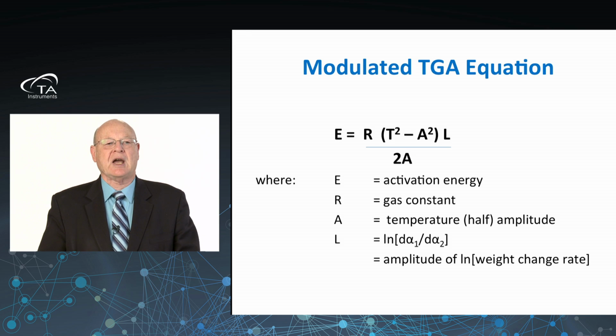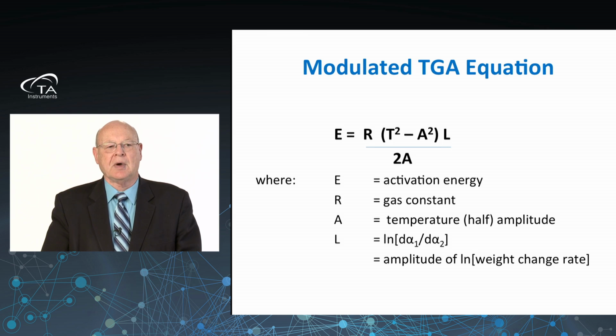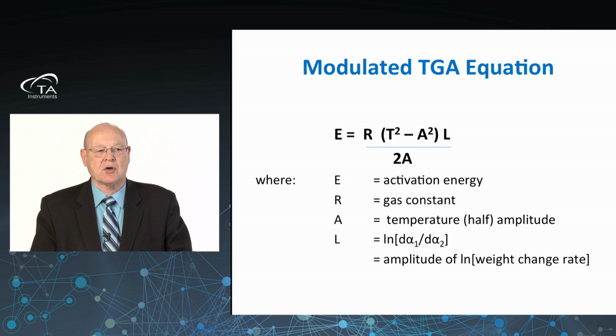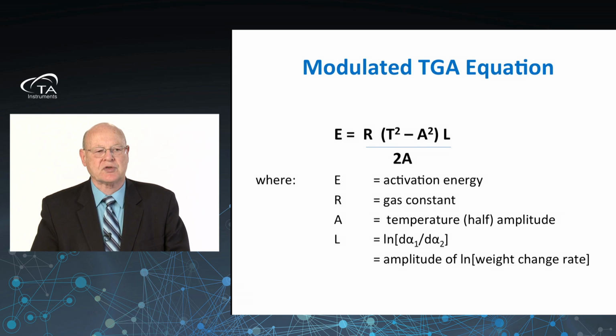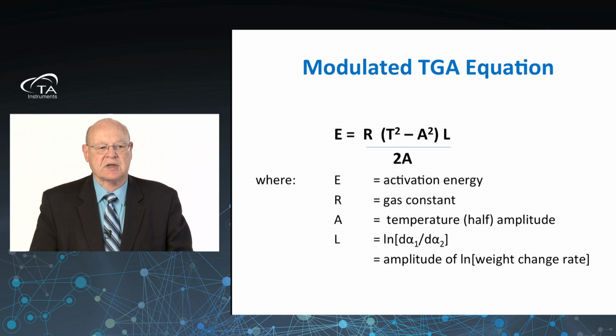The equation for gathering kinetic profiles from modulated thermogravimetry is shown here. We won't go through the derivation of the respective components, but the terms that we need to gather include the underlying temperature, the half amplitude of the temperature oscillation, that would be A, and L, which is the logarithm of the reaction rate, that would correspond to the peak and the valley of that oscillatory derivative signal.